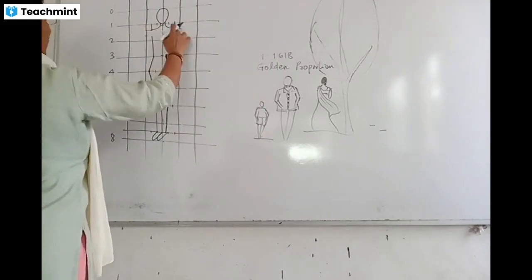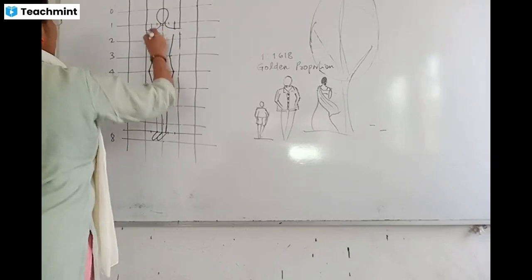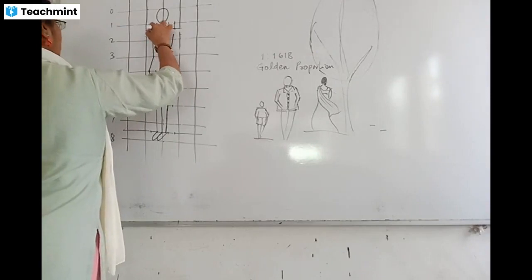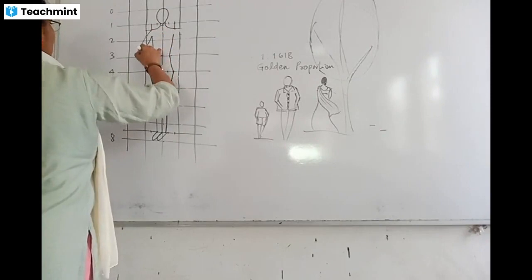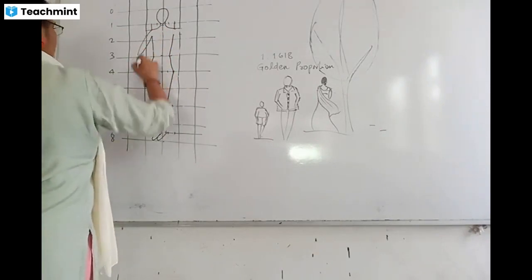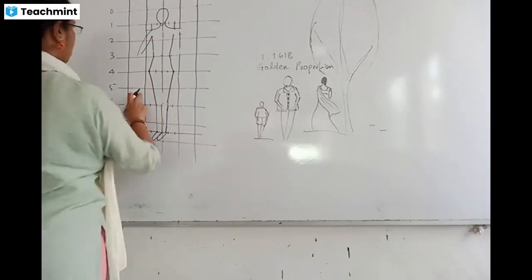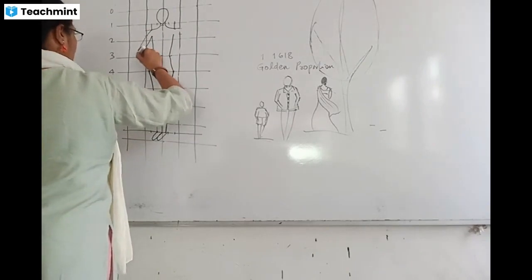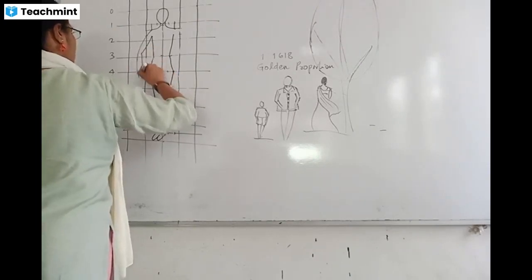Now we can add hands to it. The elbow can approximately extend up to third line, and in no case the fingers should cross the fifth line. This we should keep in mind. So up to fifth line, the fingers can go. Not more than that.